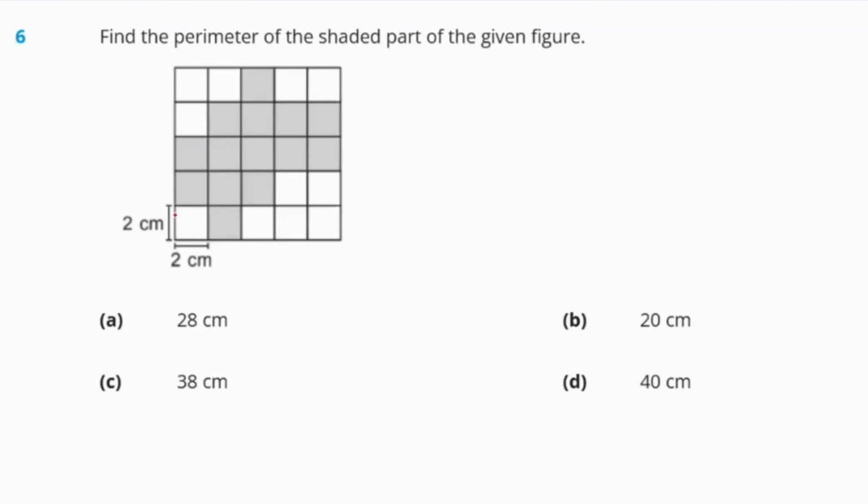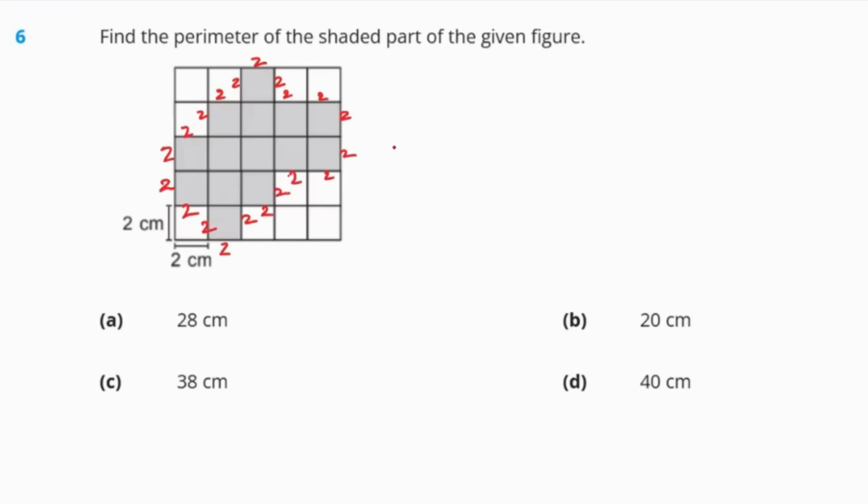Each unit it is given is 2. Here, how many shaded regions are there? We will start from here. So this is 1, 2, 3, 4, 5, 6, 7, 8, 9, 10, 11, 12, 13, 14, 15, 16, 17, 18, 19, and 20.